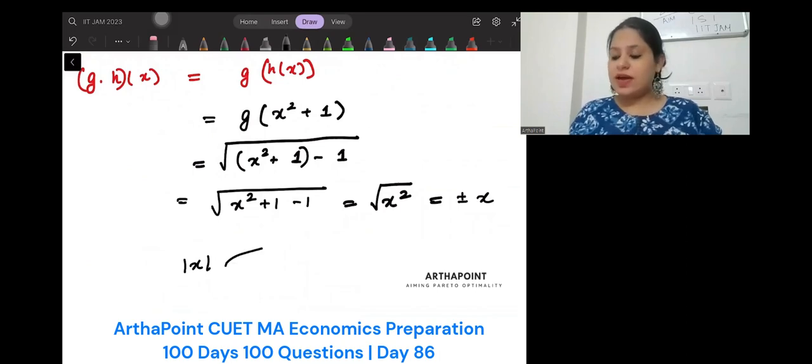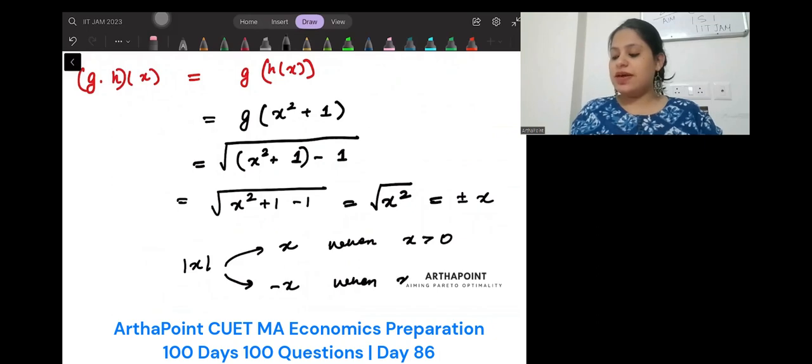When you open mod of x, you're going to get x when x is greater than 0 and minus x when x is less than 0. Right? Am I making some sense to you? So in that case, you can just say that this is simply going to be mod of x.